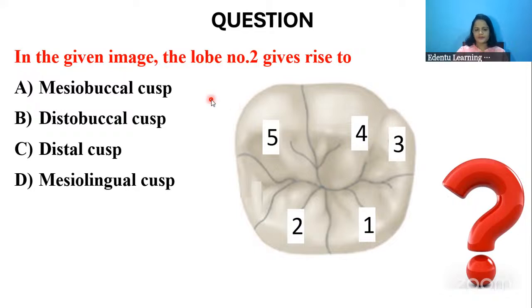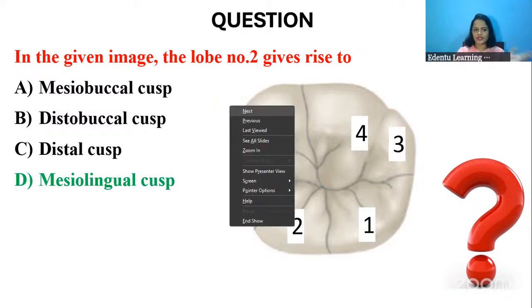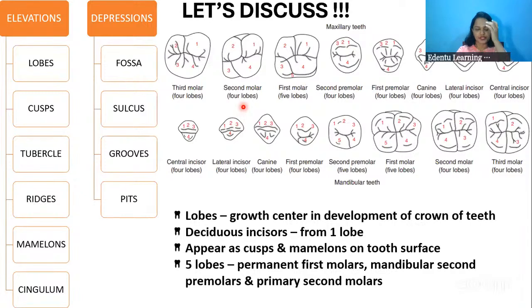So this lobe number 2 will give rise to the mesiolingual cusp only. Okay, so let's see what we had already discussed about the elevations and the depressions that are present in the teeth. Elevations, the lobes, cusp, tubercle, ridges, mamelon, cingulum are all included under the elevated structures that are present in the teeth. And depressions, fossa, sulcus, grooves, and pits are included under the depressed structures in the teeth.